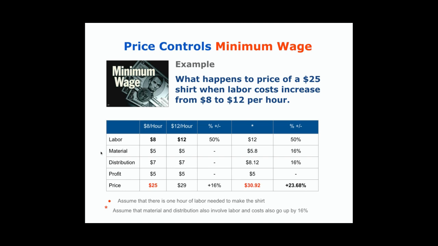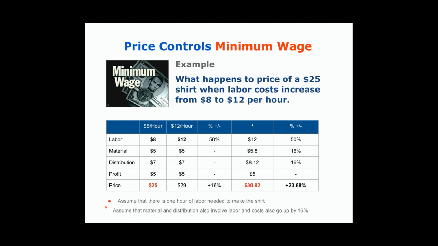If we now increase that 1 hour of labor to $12 an hour because we passed a minimum wage law, well, let's assume the other things don't change. Well, we've added $4 to the price of the shirt, and so it's now $29, or it's 16% higher than it was before. So even the people who receive the minimum wage are now, when they go to buy a product in the marketplace, facing products that are 16% higher than they were before the increase in minimum wage.